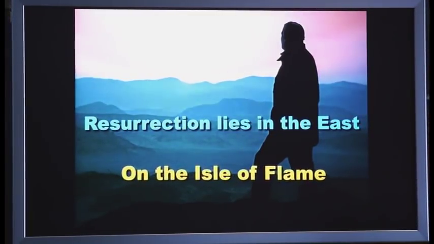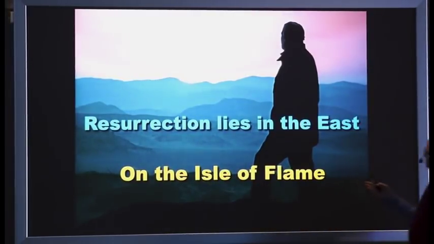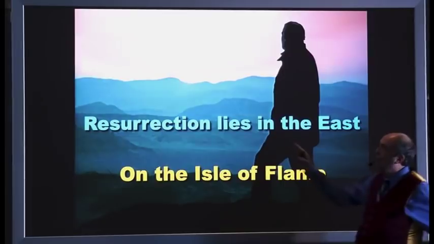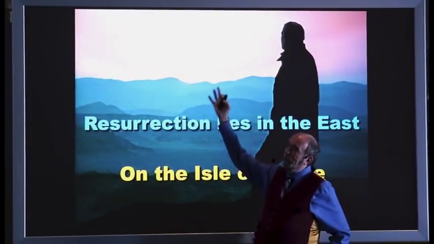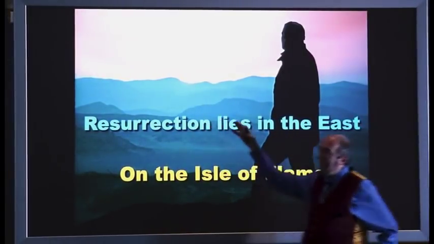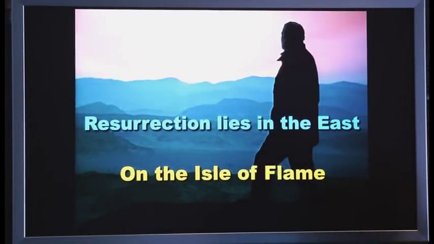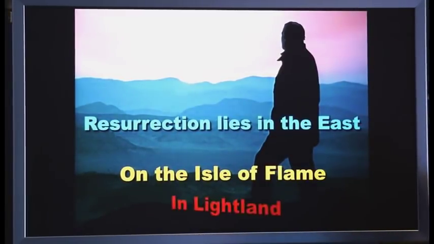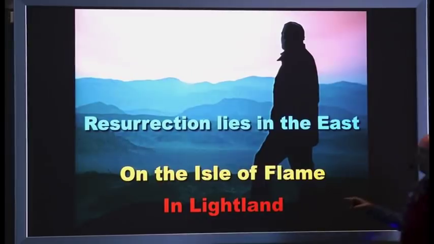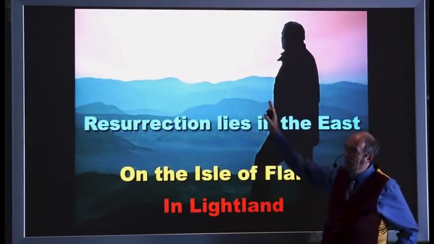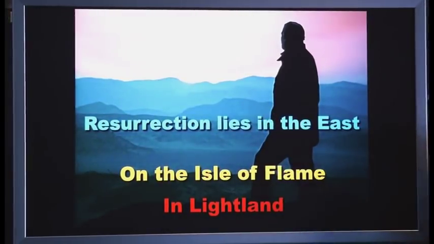So we're looking for resurrection in the east, and that's where we're going to go now. We're going to go eventually to a place called the Isle of Flame. The Isle of Flame, logically, of course, is an island where you see the dawn light rising beyond the mountains, giving the idea of a flame or the light appearing, in a place the Egyptians call Light Land. So Light Land is where the dawn is, to the east.